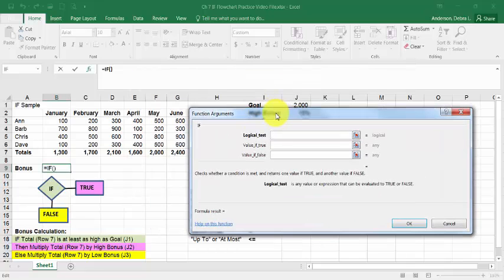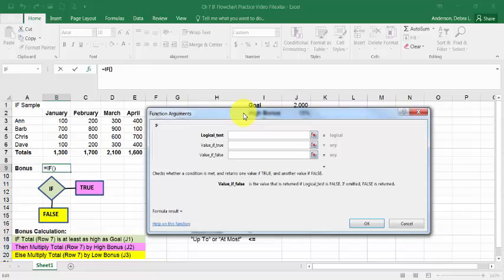And here we have the logical test, value of true, value of false. This is where I'm saying green is the logical test, if total is at least as high as goal. Value of true is what's pink on mine, multiply total row by high bonus. Value of false is what's yellow in my example, multiply total row 7 by low bonus. So every if statement has to have a question, a value of true, and a value of false.